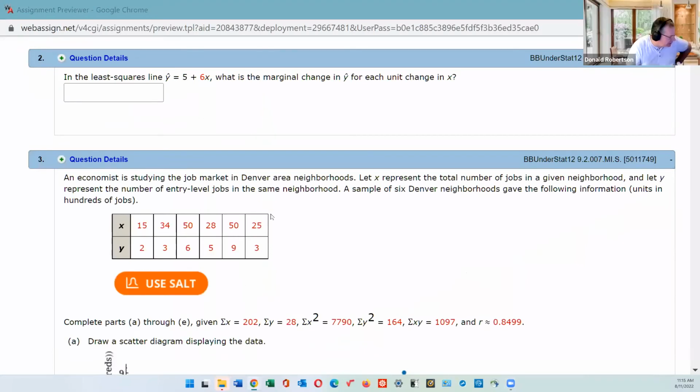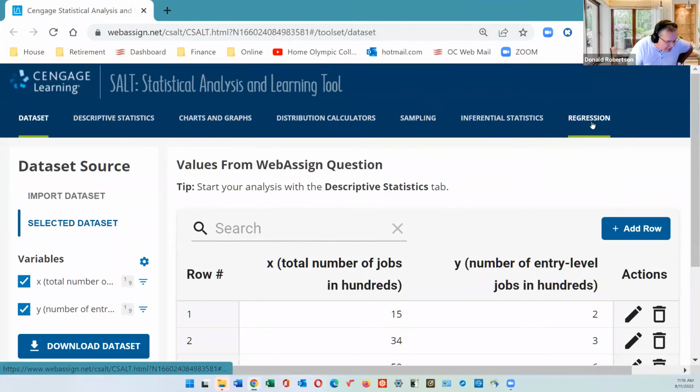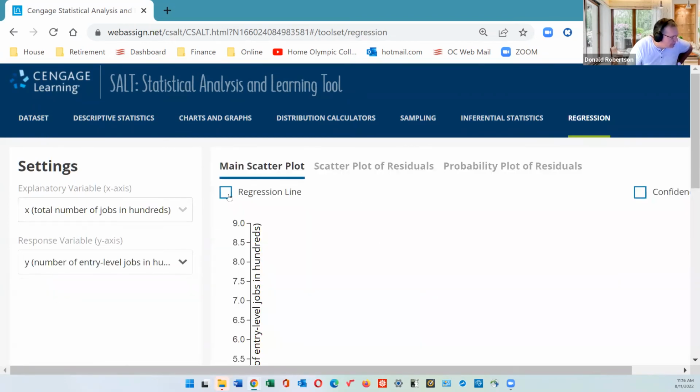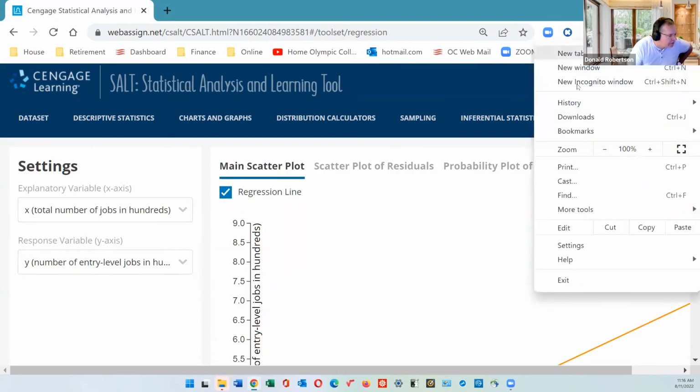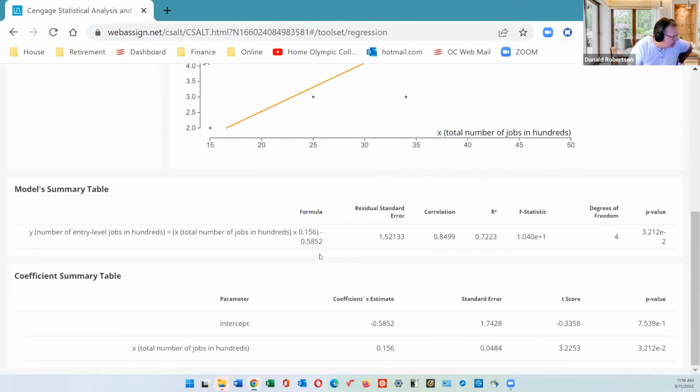So here is the data. Hit use salt. Pick regression line. X is the total, Y is the total. Put in regression line, and you might want to shrink it a little bit if you want to see the line. And here are all the numbers and lots of other numbers you'll never need to look at. But the 2 that I used were, there is the y-intercept and there's the slope.